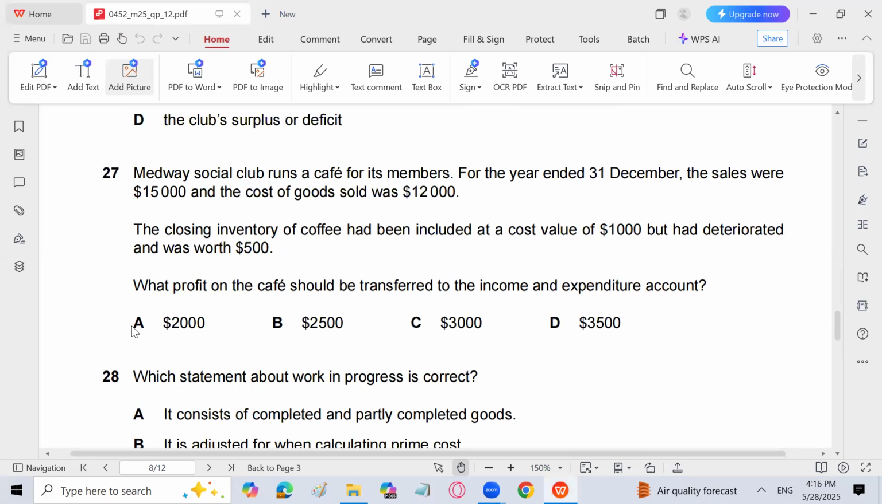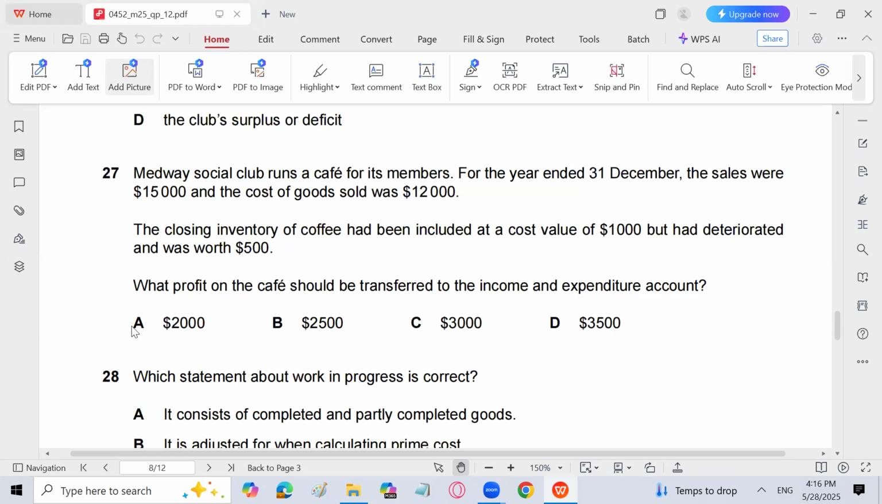What profit on the cafe should be transferred to the income and expenditure account? Obviously, it means that while calculating cost of sales, you have subtracted closing inventory of 1,000 from cost of sales, but you should have subtracted 500. It means that closing inventory is overstated.